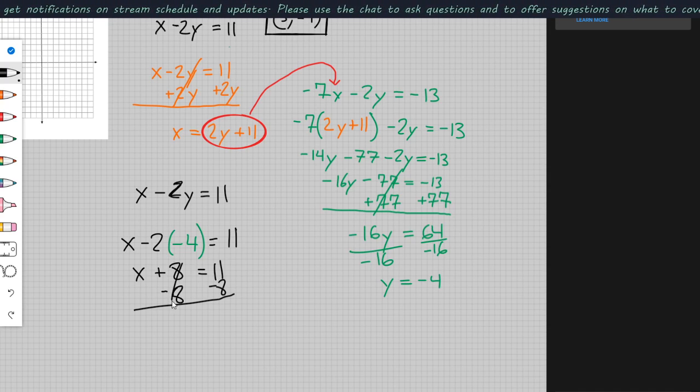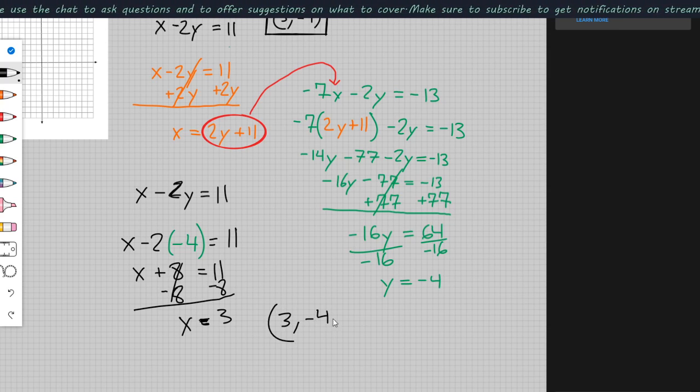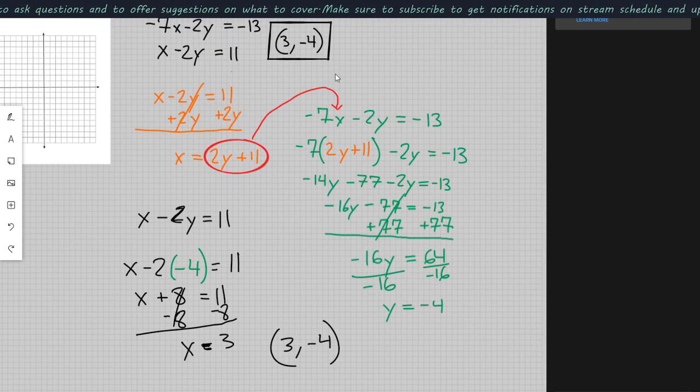So x plus 8 equals 11, so we're left with x equals 11 minus 8, which is 3. So we get x equals 3, y equals negative 4, so our solution set is (3, negative 4). And does that match up? It does. It does match up, so we did well. We did the right thing with substitution.